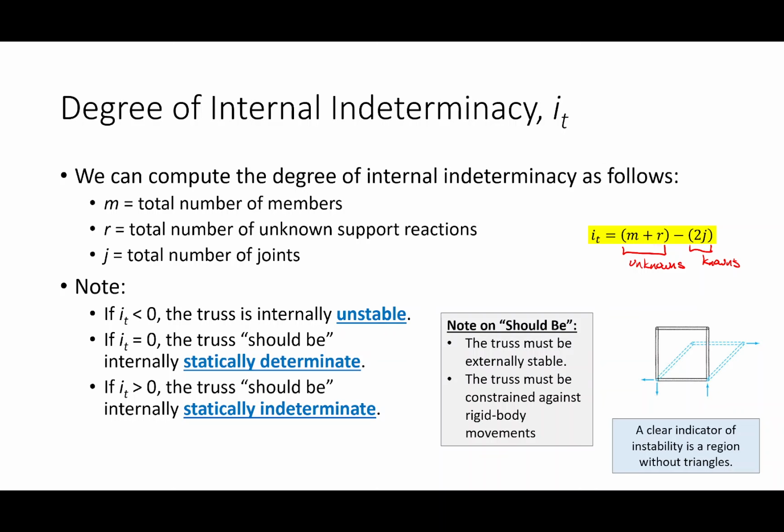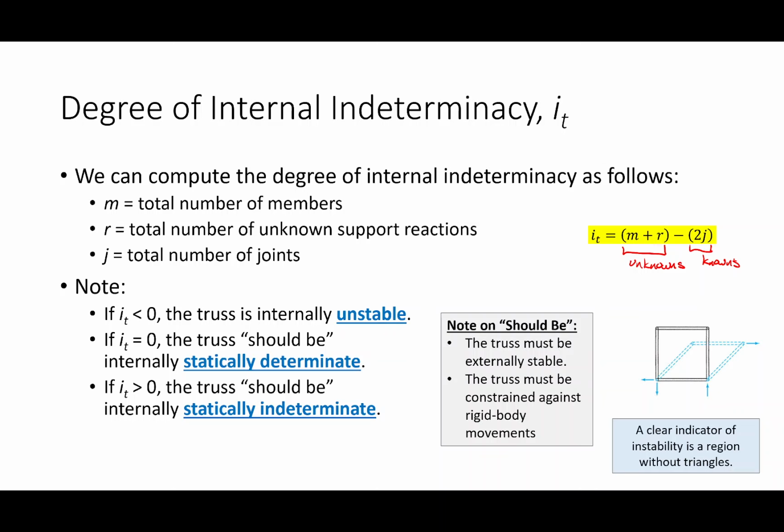What am I plugging in? I'm plugging in the total number of members, the total number of unknown support reactions, and the total number of joints. So M plus R minus 2J. Why is it 2J? Because for every joint, there are two equations of equilibrium. Sum of forces in the X direction equals zero, sum of forces in the Y direction equals zero.